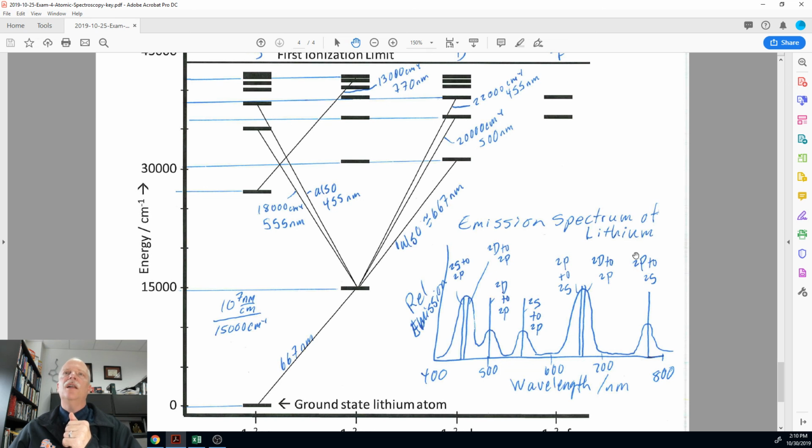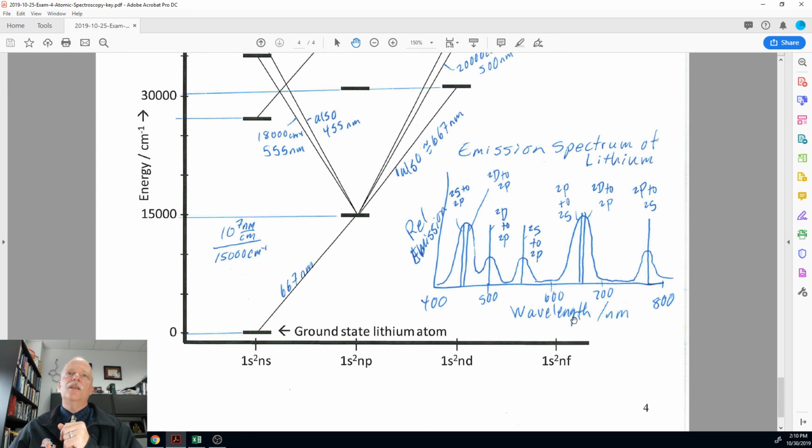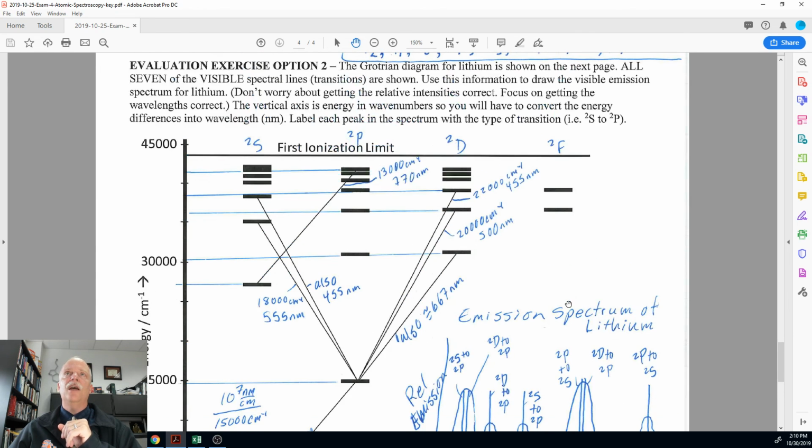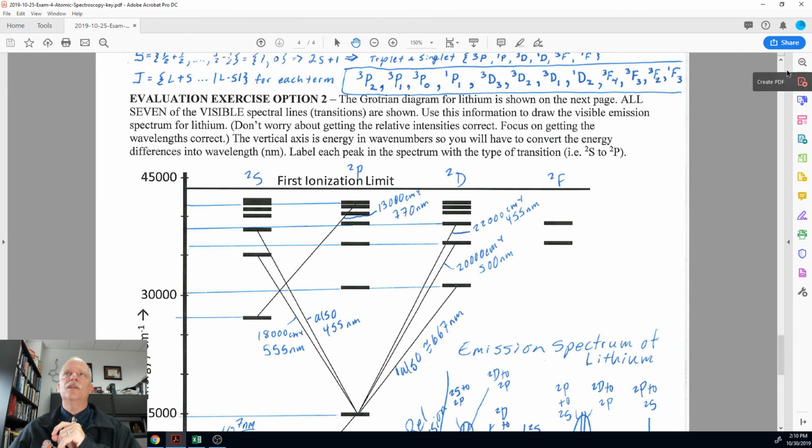So notice how we can label all of these transitions by their term symbols, which relate back to the Grotrian diagram, and also tell us what the electrons are doing in this emission spectrum. So that's the fourth PChem test, and hopefully this will help you study what you missed and understand how I'm asking the questions that you're challenged with in our exams.